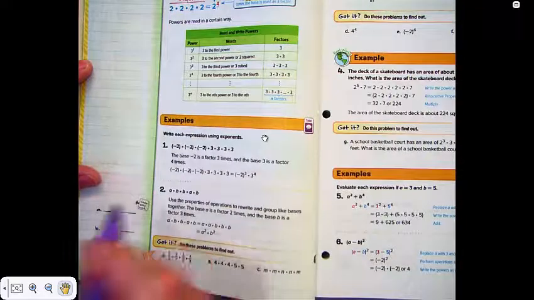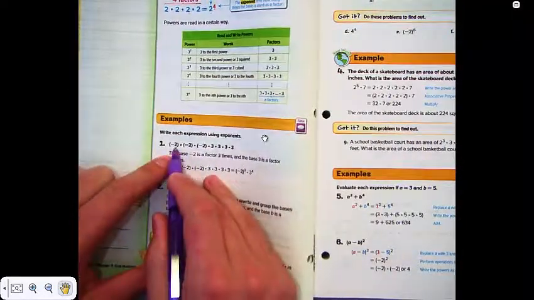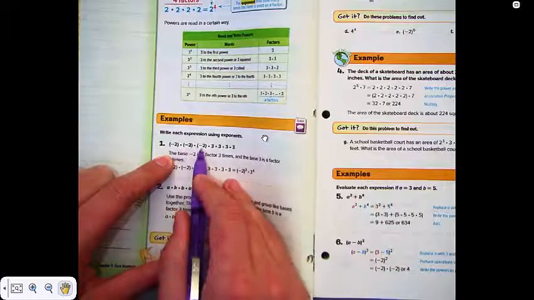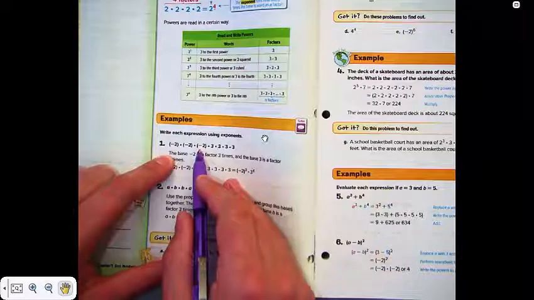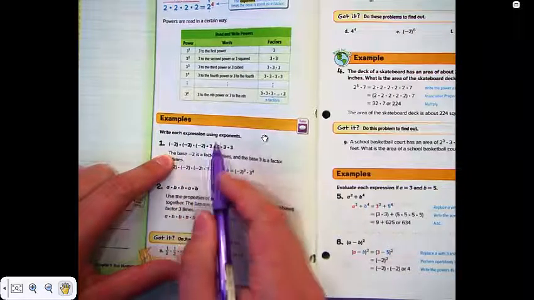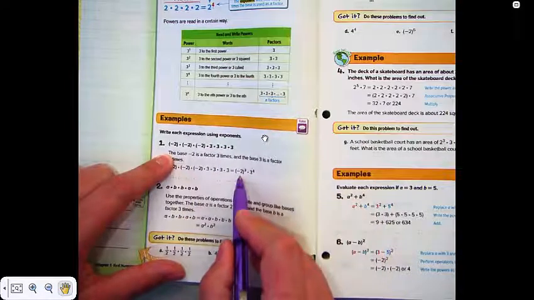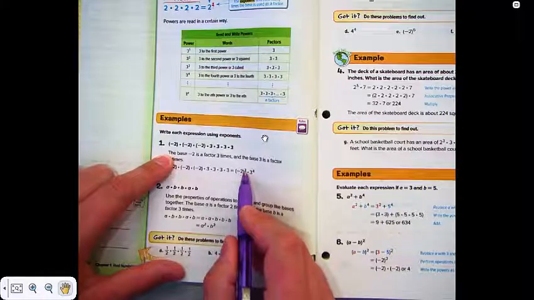It says write each expression using exponents. So here we have -2 times -2 times -2. So look here, what's our base? Our base is our -2. How many times is -2 being multiplied together? 3 times. So that's where we get right here in our answer, -2 to the third power.